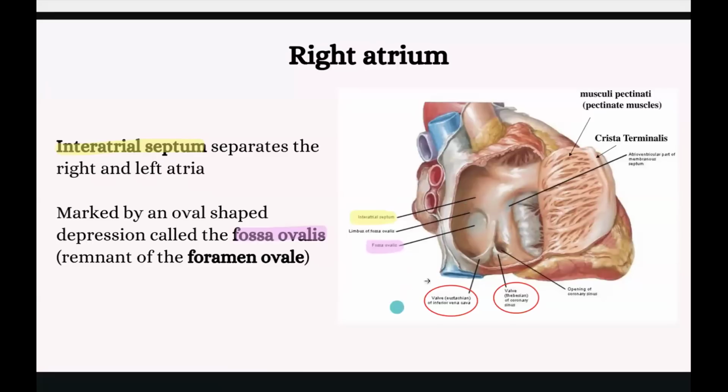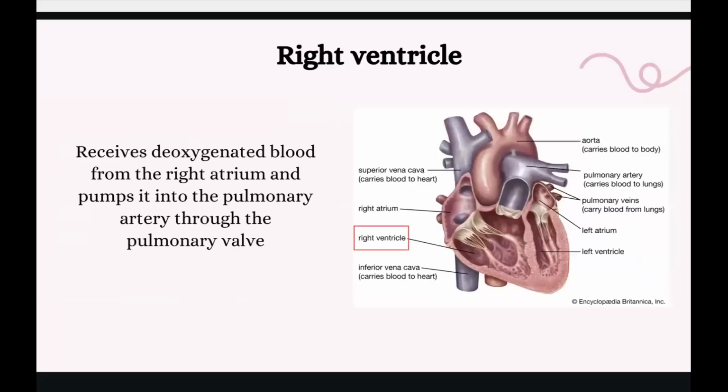You have the valve of the vena cava called the Eustachian valve, as I said, and the valve of the coronary sinus is the Thebesian valve. And as I said, fossa ovalis, remnant of the foramen ovale. This can be asked in OSPE as well.